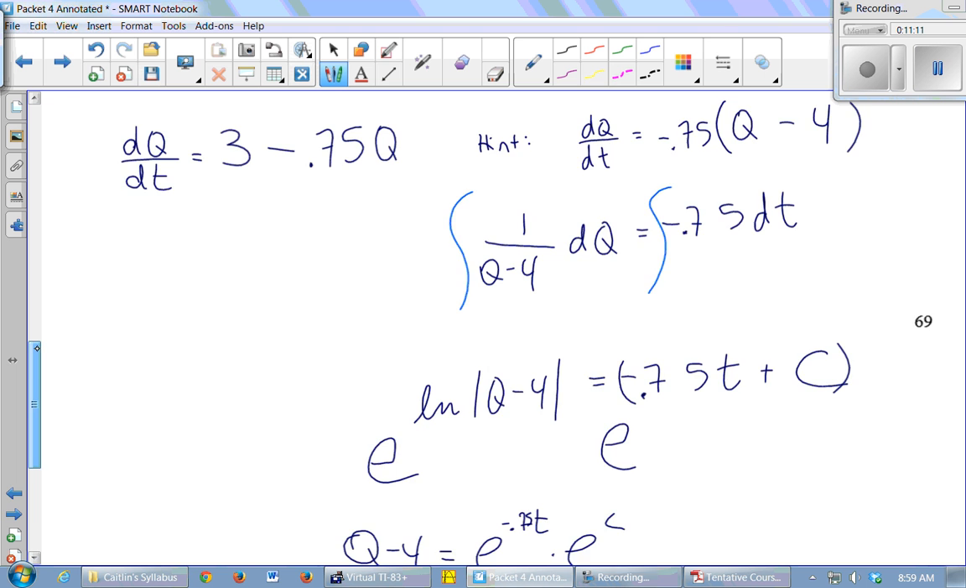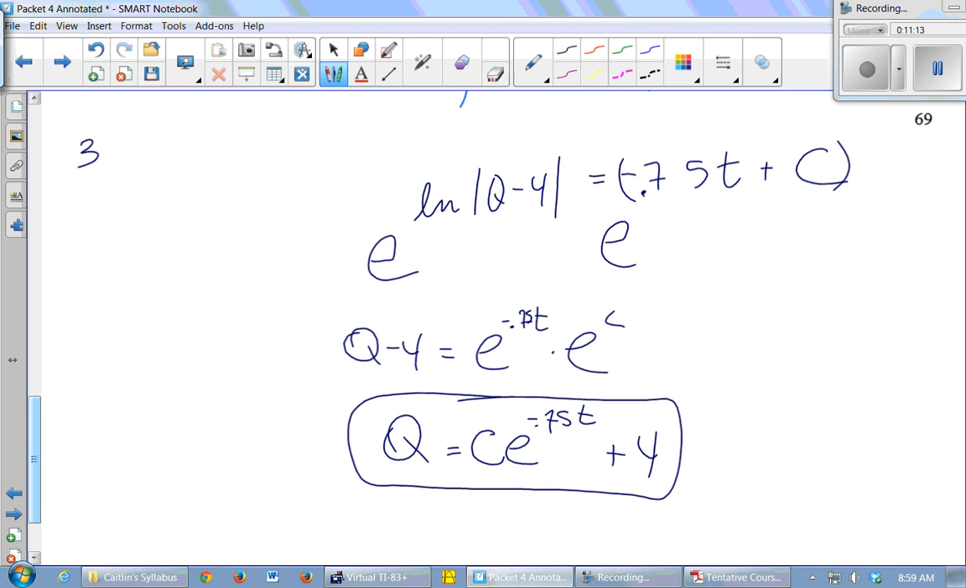So that was 3 minus 0.75 Q equals 0. This is the solution where nothing ever changes. It's a constant solution where the amount of leaves on the floor is just going to stay the same all the time, because the rate at which you add leaves equals the rate at which the leaves decay. And you solve this thing and you get Q equals 4.